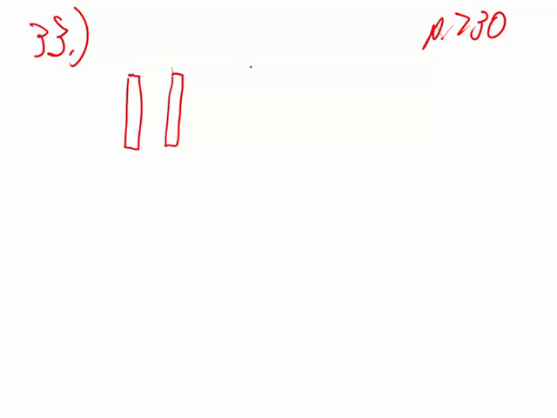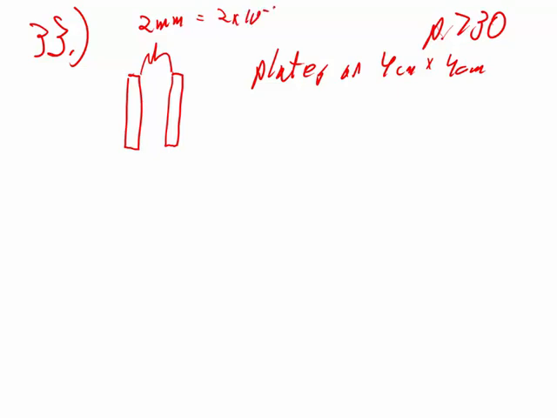So we're just going to say that the plates are 4 centimeters by 4 centimeters each, and they are spaced 2 millimeters apart. So the distance from here to here is 2 millimeters, which is 2 times 10 to the negative 3rd meters. And so that's the distance, D.